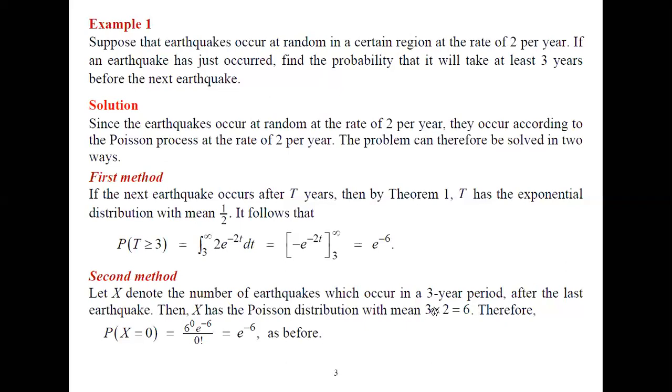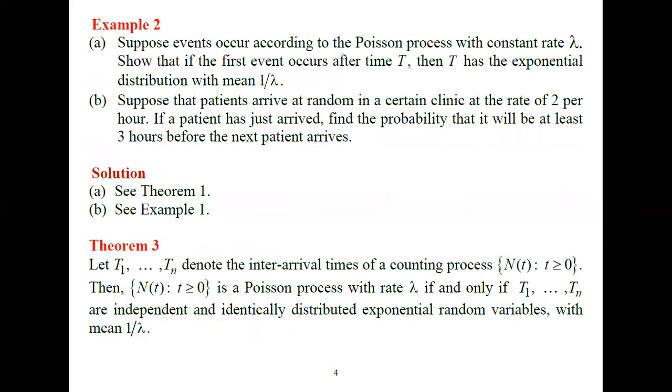The mean for the Poisson process is always lambda t. Lambda is 2, t is 3 years, so the mean will be 6. So the probability that x is equal to 0 is 6 raised to the power 0, e raised to the power minus 6, all over 0 factorial, which will still give us e raised to the power minus 6. So any of these approaches are correct. In this one, you use only one of them. All right, so let's look at another problem.